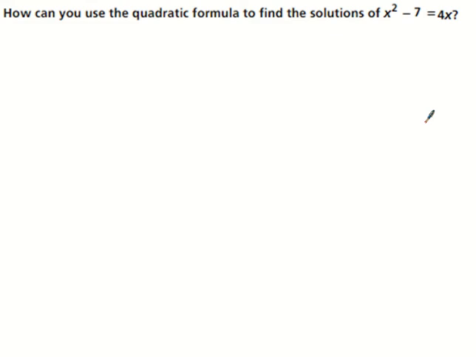Oh, I didn't turn my board on. I apologize. All right, minus 4x, minus 4x. So we're going to get x squared minus 4x minus 7 equals 0, right? So that it's in quadratic form.